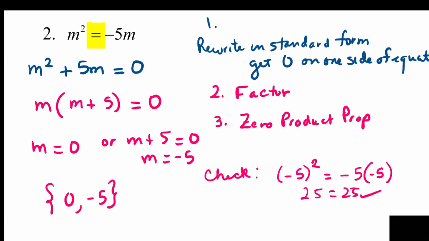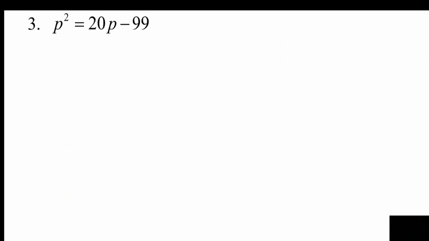So did you notice what we did? Step number 1, rewrite the equation in standard form, get that 0 on one side. Step number 2, factor completely, and then take each of your factors and set them equal to 0 from the zero product property and solve for your variable. And checking is a good idea. So let's go to the next problem.